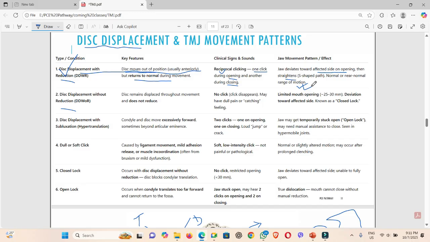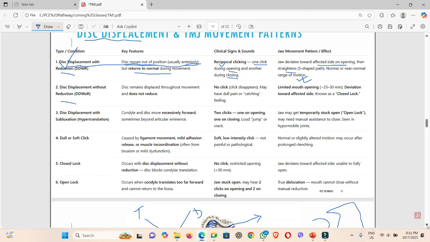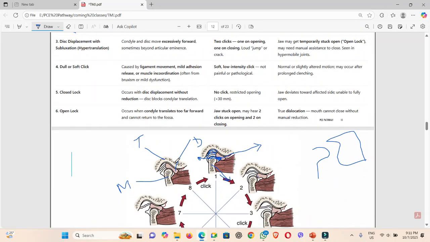Yes, Anshuman. So when closing the mouth, will the disc go back and the head of... No, the disc won't go back. The disc is displaced anteriorly. The condyle will jump off the disc, right? Then we will hear a click. If the disc moved along with the condyle, we wouldn't hear the click.